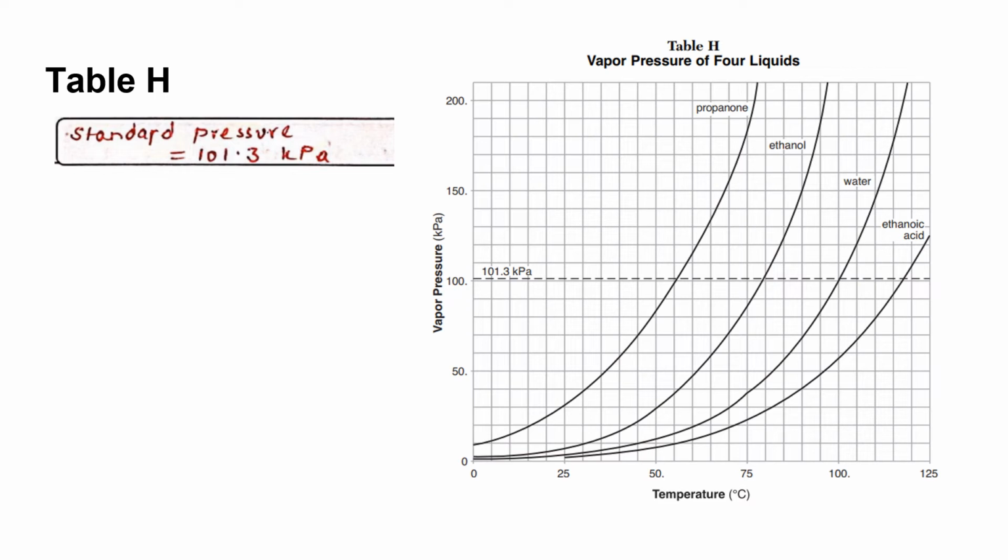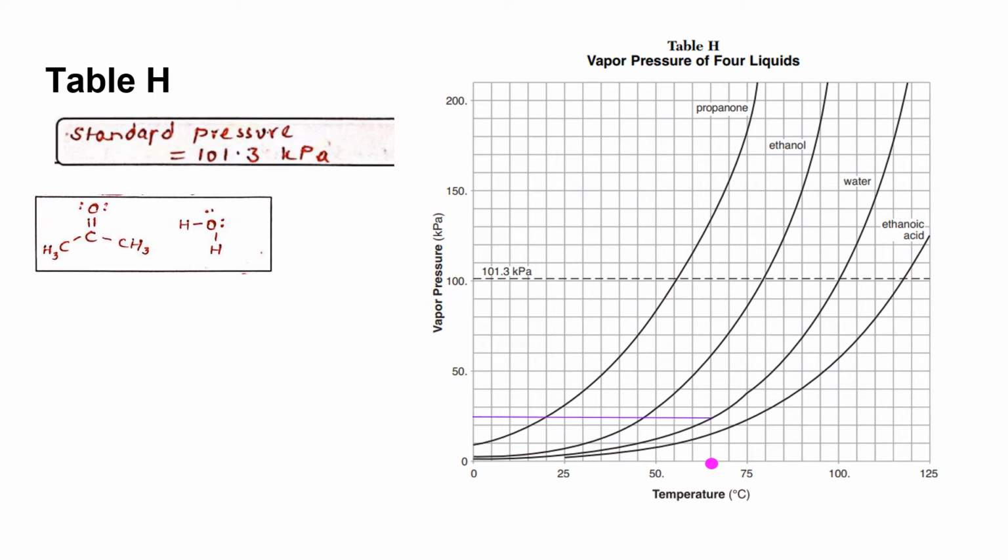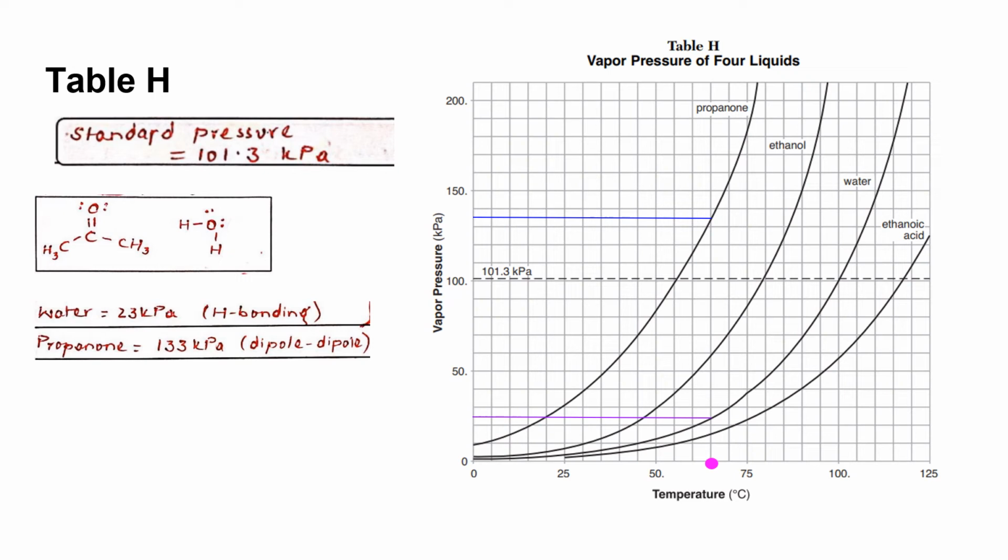So the next thing we did was we looked at two different liquids. So we are looking at propanol and water now. Here are the structures for both of them. And we looked at their vapor pressure at 65 degrees Celsius. So at 65 degrees, there we have water and there we have propanol. So water has a vapor pressure of around 23 kilopascal. Propanol is around 133 kilopascal.